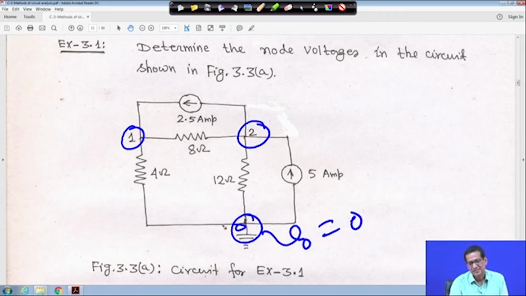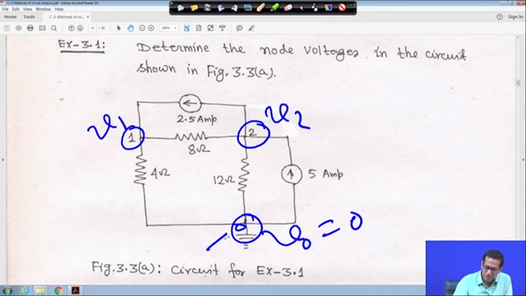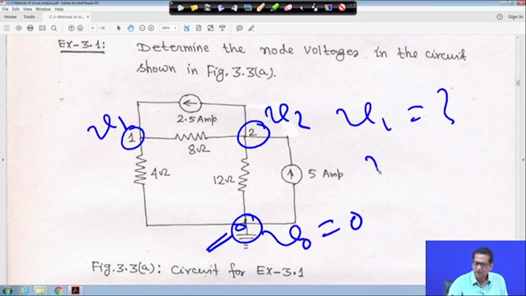In the new assignments or exams, whatever you get, this will not be marked, but you know that V0 is equal to 0. So this is my node 1, this is my node 2, that means this voltage is V1 and this voltage is V2 with respect to this reference node. This is my reference node, and we have to obtain the node voltages: V1 is equal to how much, and V2 is equal to how much.